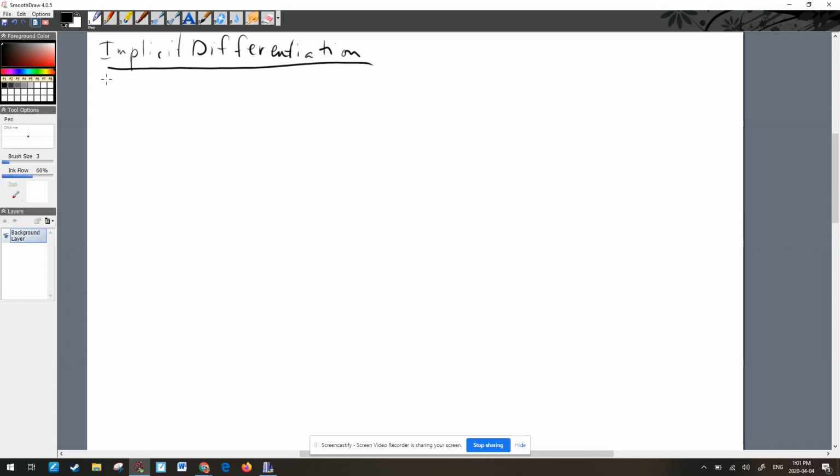Okay, so welcome back. We're going to actually do some examples of implicit differentiation. This is going to lead into something called related rates. Within related rates, we often have to differentiate, almost always with respect to time. But again, we're going to be differentiating with respect to something that isn't one of the variables, or it's not all of the variables.